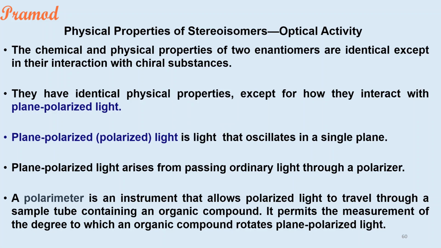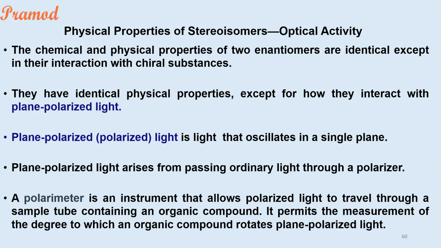So let's now look into the physical properties of stereoisomers, that is, optical activity. The physical and chemical properties of the two enantiomers, as we explained earlier, are identical except for their interaction with a chiral compound. So the only difference is what happens when they react with a chiral compound to form a diastereomer. That is the only difference.